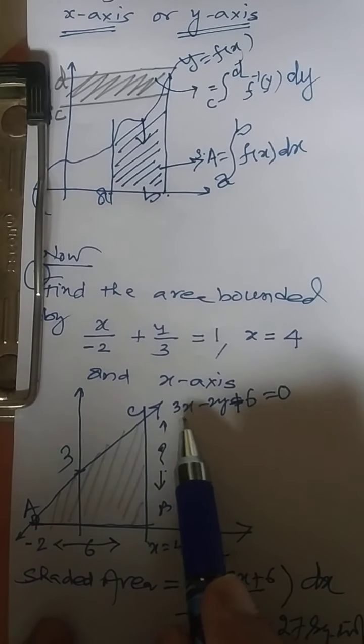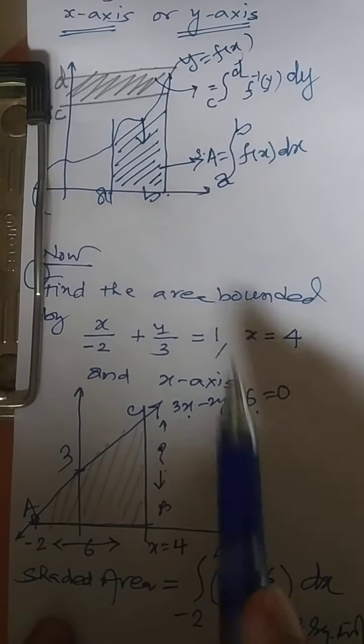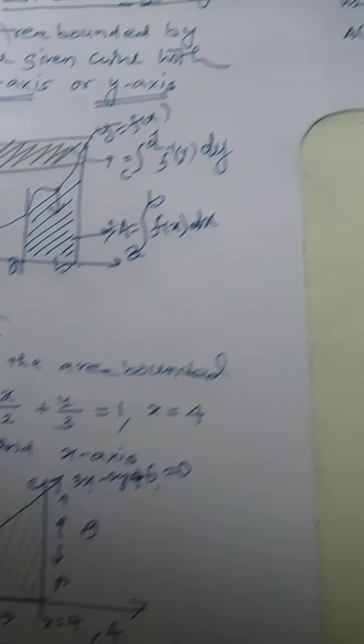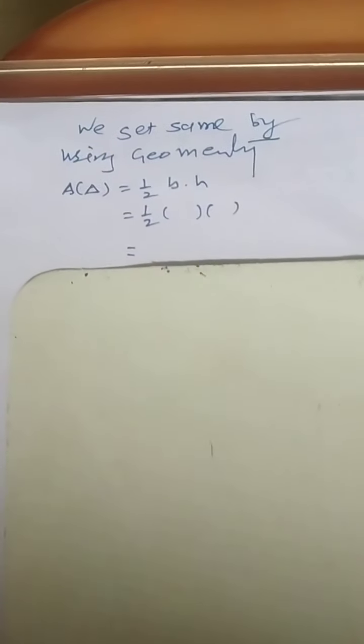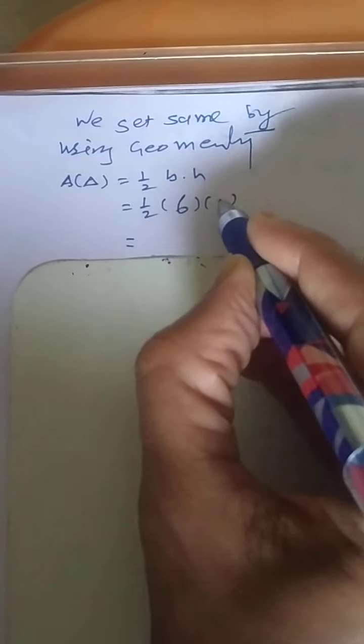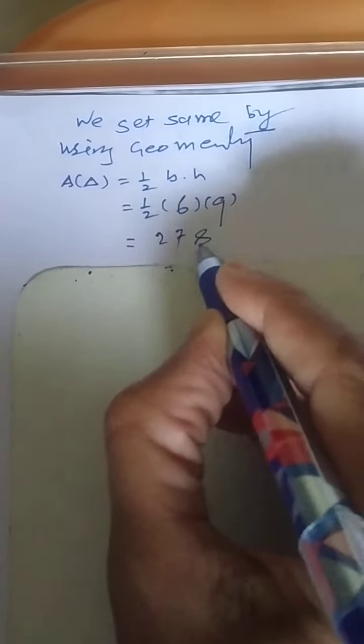So 3 4s are 12, 12 plus 6 is 18, and 2y. So the height is going to become 9. In case you apply this formula, the base we have calculated as 6 and this is nothing but 9. So 1 by 2 into 6 into 9, it will be 27 square units.